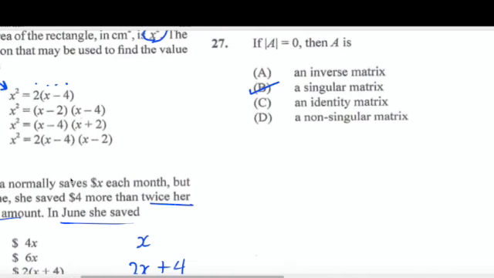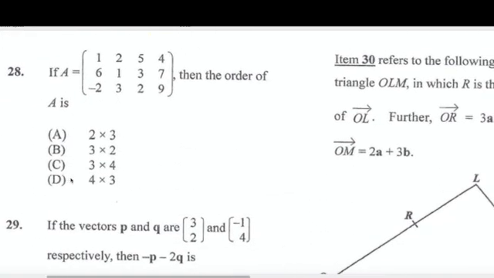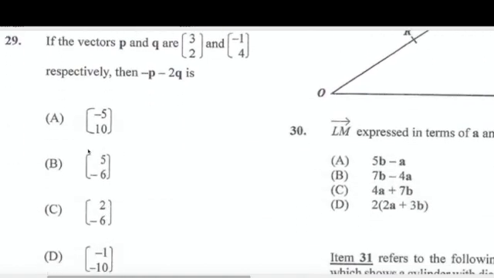And so now we are from 27 going to 28, and we are in the world of vectors and matrices apparently. So if A is this matrix, then the order of the matrix is, well, remember order is rows, so we see in there we have 3 rows by 4 columns. 3 by 4 is C. Number 29.